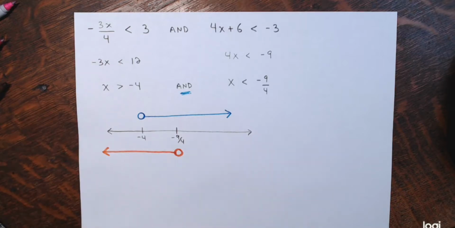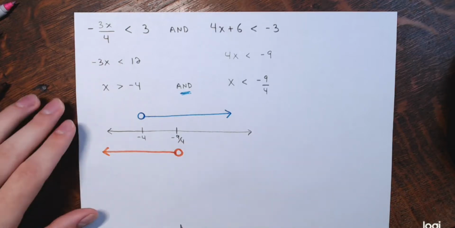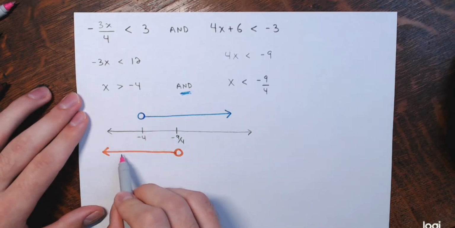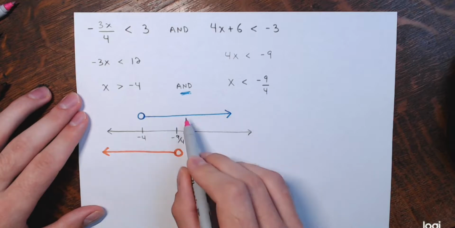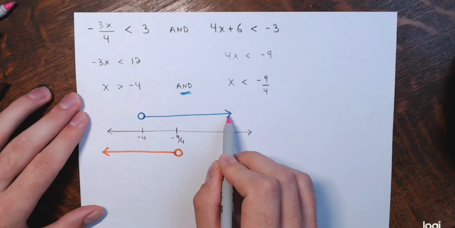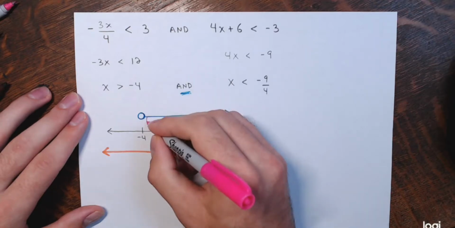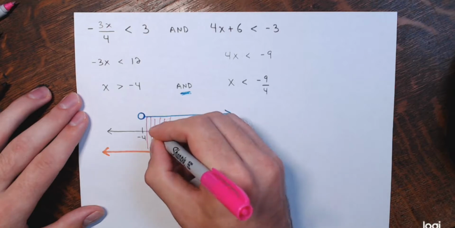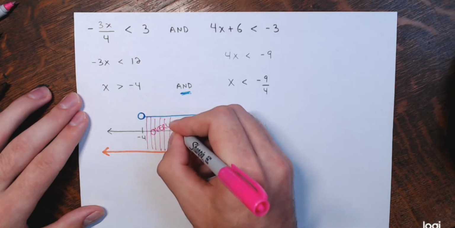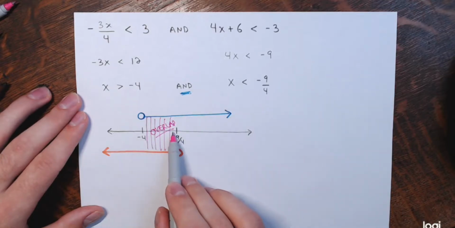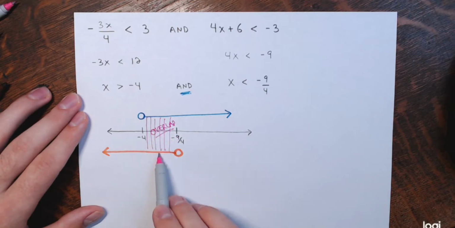Now I'm looking for overlap. What numbers are on both? Well, these numbers are not, they're on the second graph, but not the first one. These numbers here to the right of negative 9/4, these aren't either. They're on the first graph, but not the second graph. Here is the overlap. All the numbers between negative 4 and negative 9/4, they're on both graphs.